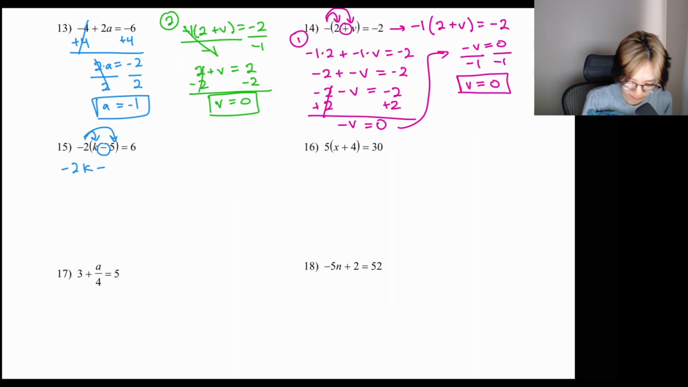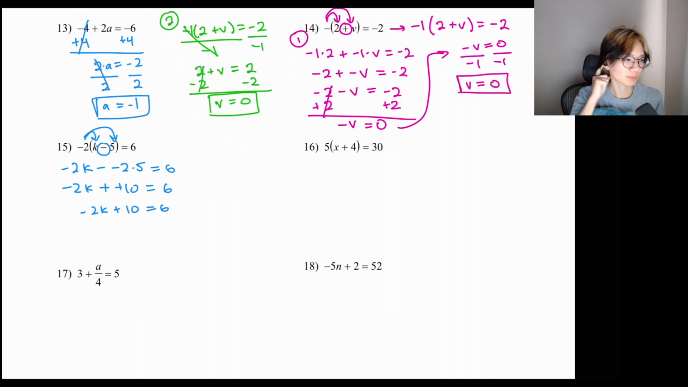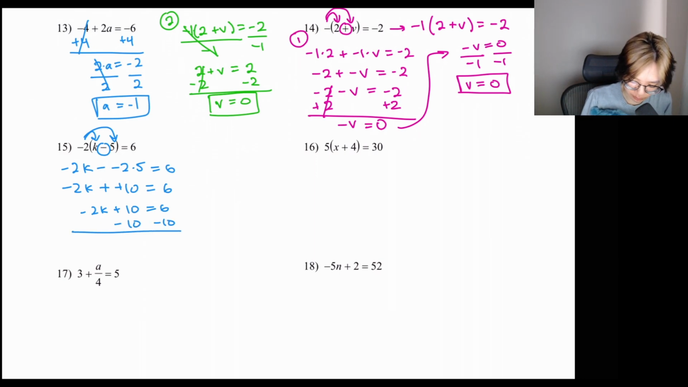minus, next one, -2 times 5 equals 6. So we have -2k minus -10. If you remember me saying, if we have subtraction and a negative sign, minus a negative, those cancel out to just be positive. So -2k plus 10 equals 6. PEMDAS, reverse PEMDAS. First thing we do, subtraction, because we can do addition or subtraction. Those cancel out. -2k equals -4.